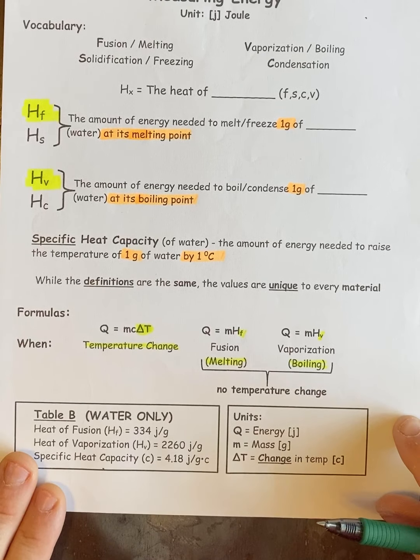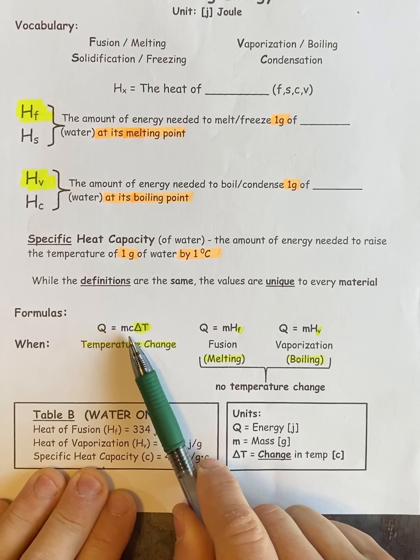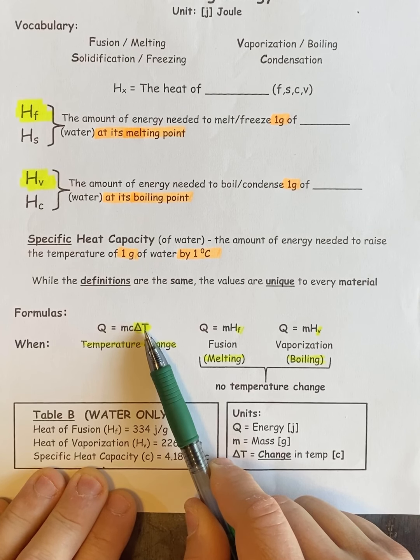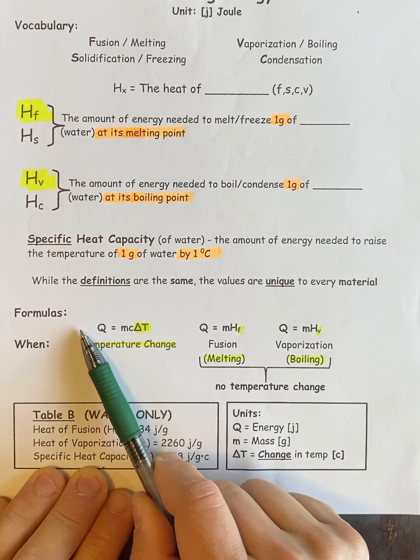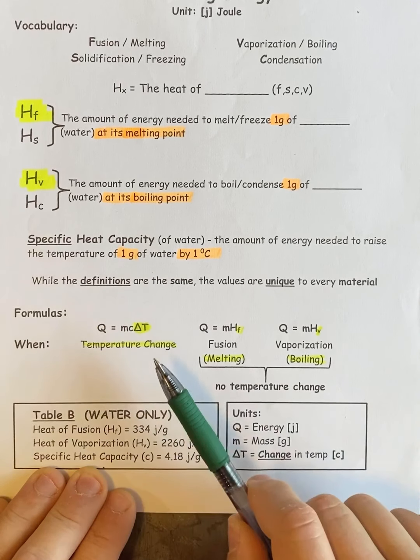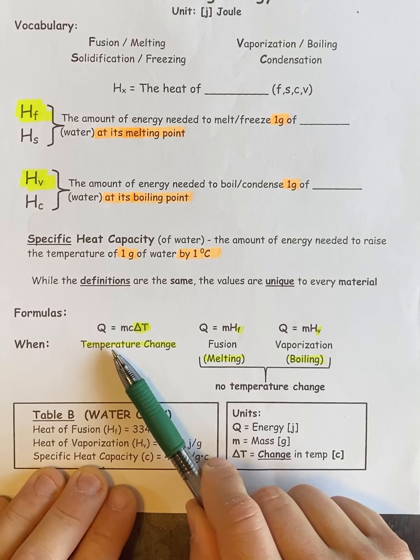We'll explain it a little bit more. So we have our three formulas here, and this is when you use them. We have Q equals MC delta T. The delta T stands for change in temperature. Delta means change, T for temperature. So we use this formula when a liquid or water is having its temperature change. Well, it doesn't actually have to be liquid. It could be a solid or a gas as well. When anything is changing temperature, we use this formula.